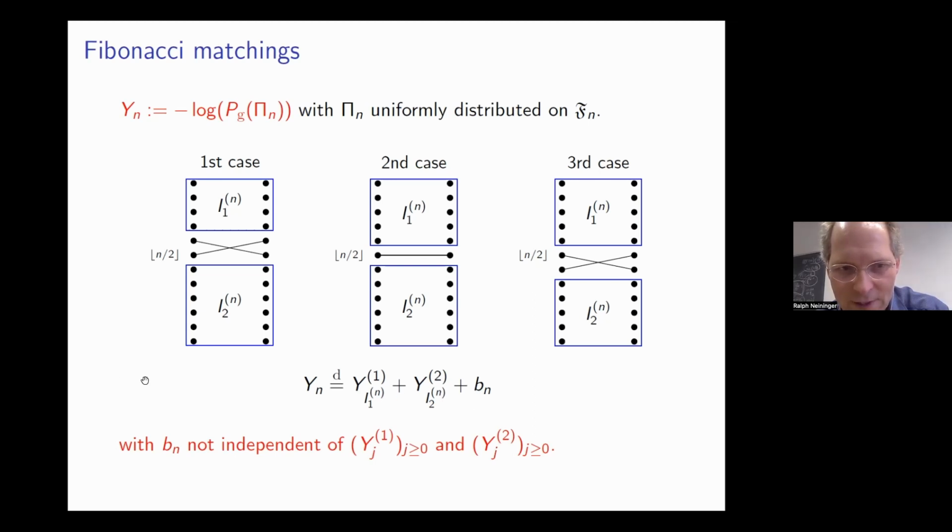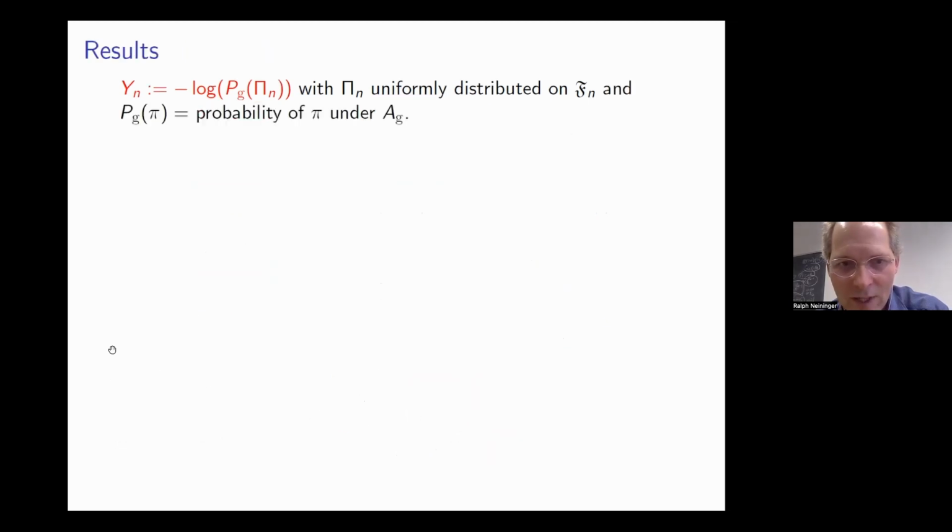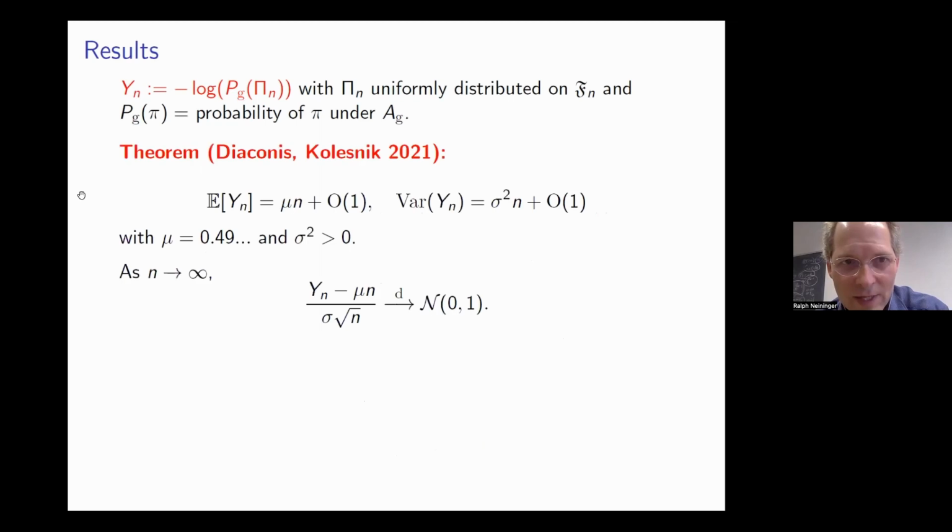And so also this cuts there that they have no way to make it independent by some small change, but it is perfectly fine for our setting. So if you look at this logarithm of this probability on a uniform sample, then Diaconis and Kolesnik showed that the expectation and variance are linear, as in Pittel's heuristic principle, and calculated also these constants.